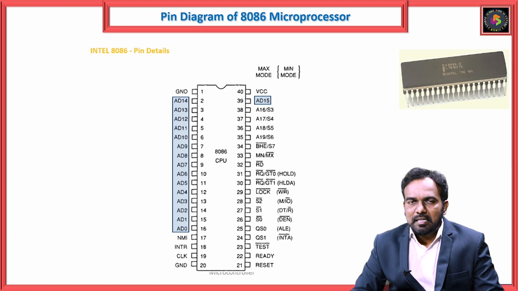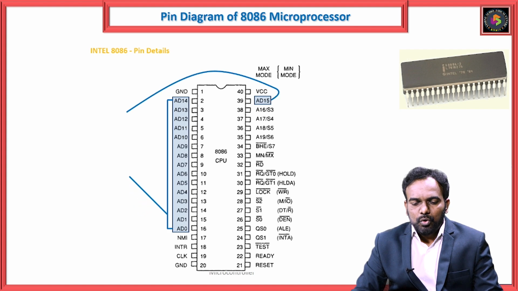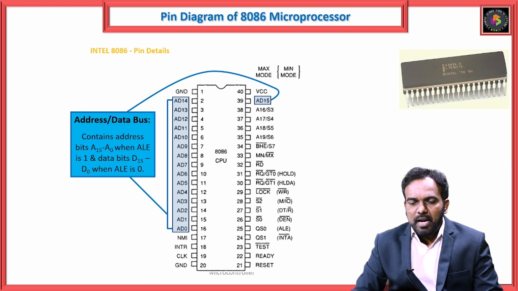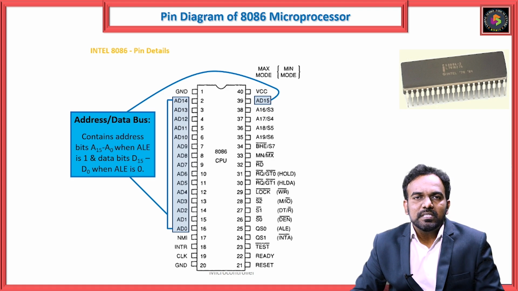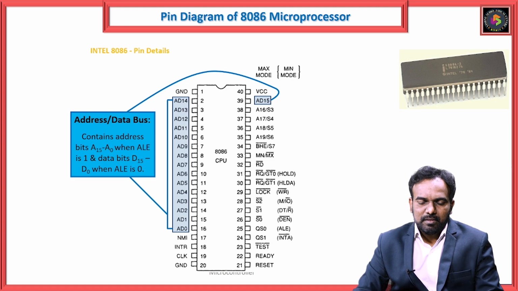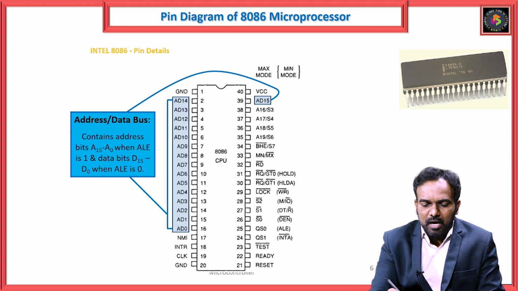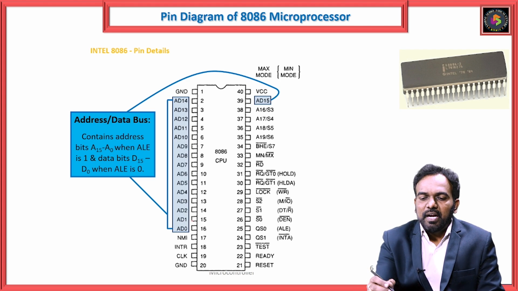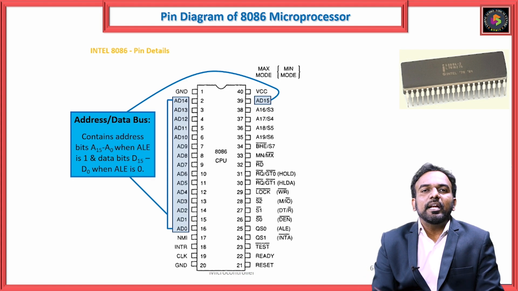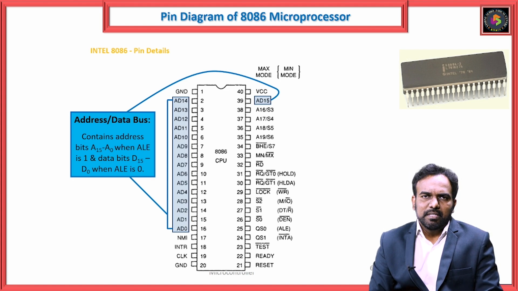Let's talk about the address and data lines. Pin 2 to pin 16 and pin 39 are acting as the multiplexed address and data lines. Pin 2 to pin 16 is AD0 to AD14, and the 39th pin is the AD15 pin. These address and data lines are multiplexed here.